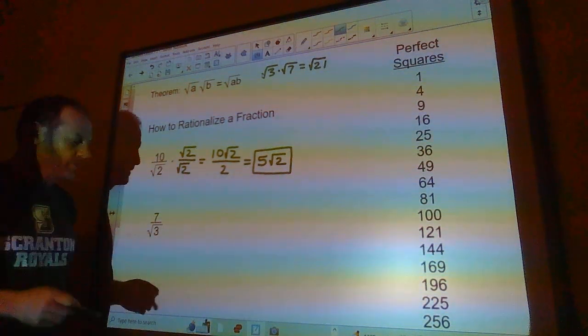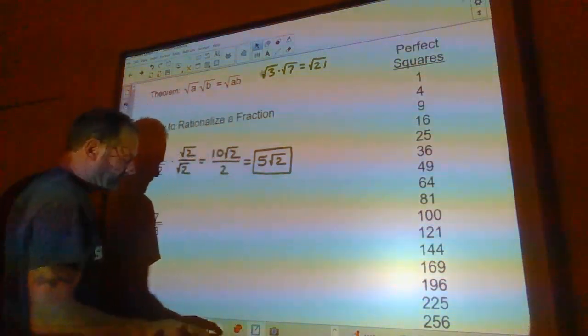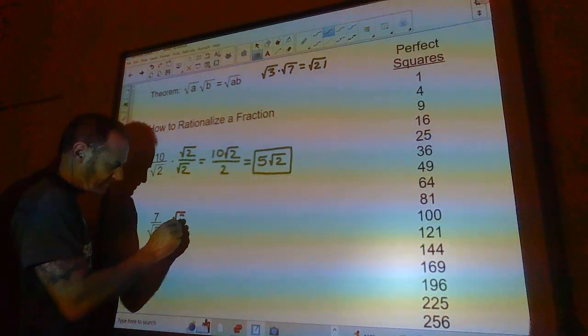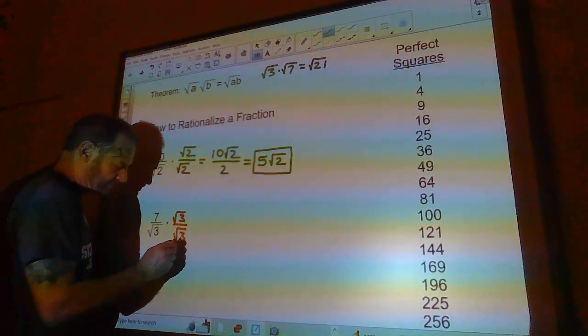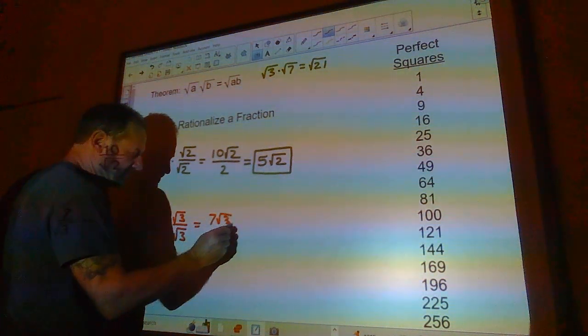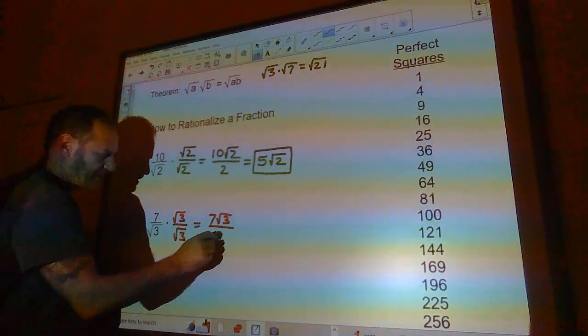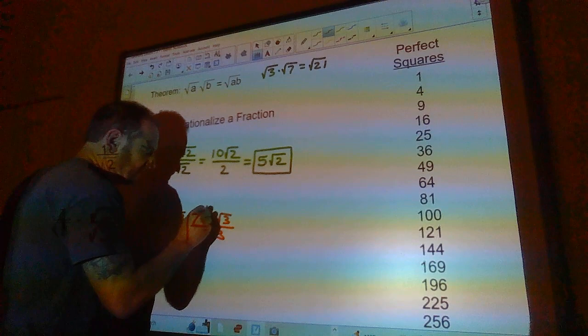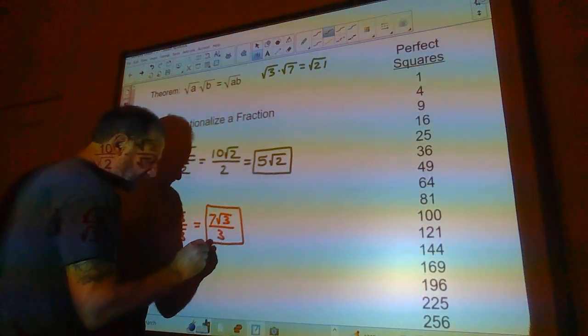Okay. So on this one here, this has a square root of 3 in the denominator. We would multiply by square root of 3 over square root of 3. We would get 7 square root of 3 on the top, and we would get 3 on the bottom. And since I can't cancel 3 with 7, I'm just going to leave it like that. This is my exact answer.